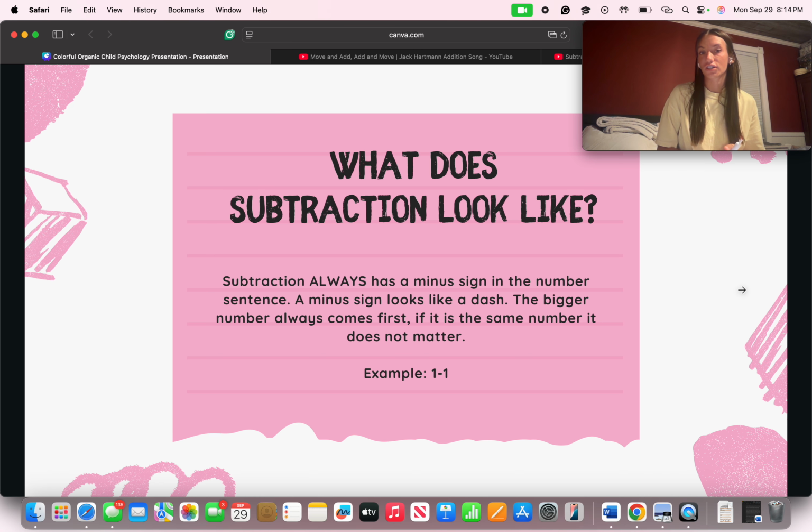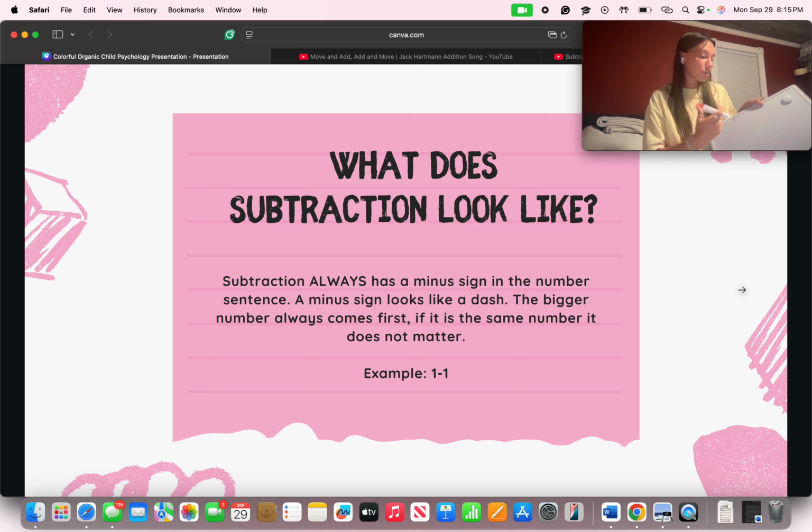What does subtraction look like? Subtraction always has a minus sign in the number sentence. A minus sign looks like a dash. The bigger number always comes first. If it is the same number, it does not matter. So unlike addition, where you can have 2 plus 1 or 1 plus 2, for subtraction, the bigger number always comes first. You cannot have 1 minus 2. It always would be 2 minus 1.